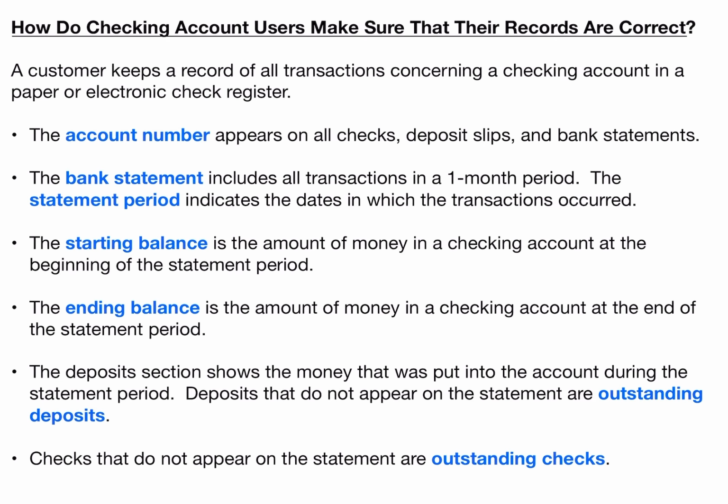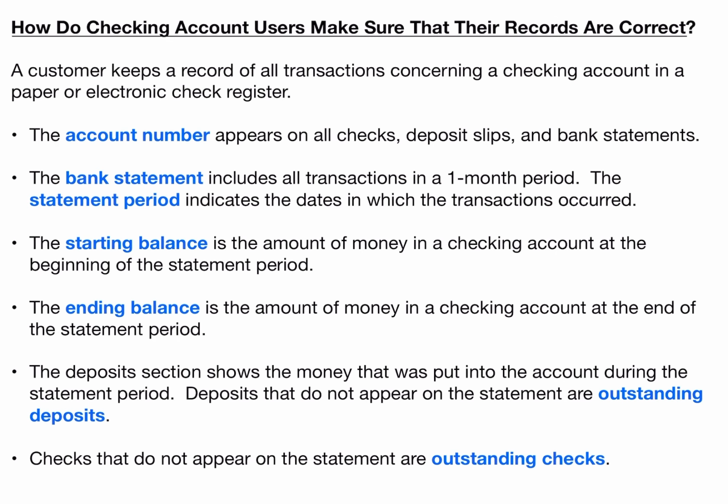Okay, now bank statements include all of your transactions in a 1 month period. Different banks have different statement periods, and statement periods are periods that indicate the dates in which the transactions occurred. So for example, one bank might say the statement period is from the 1st of January to January 31st. Other banks might have statement periods that start on January 3rd and end on February 2nd. Okay, so you're going to want to keep a note or be aware of how banks manage their statement periods.